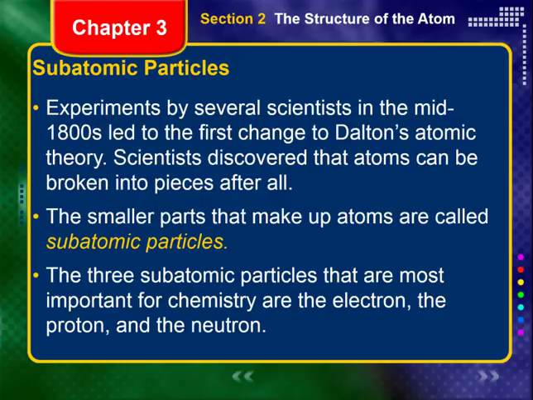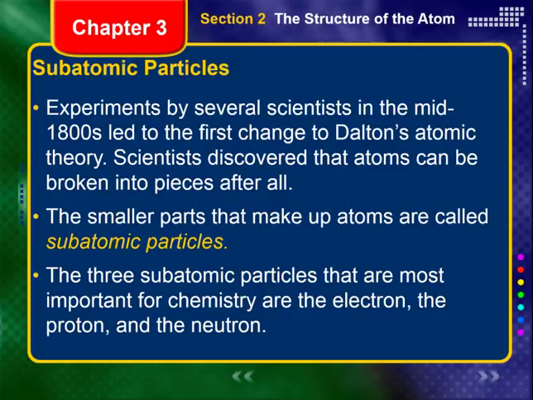Scientists discovered that atoms can be broken into pieces after all. Remember, that was one of John Dalton's postulates, that they can't be subdivided or broken into pieces, but in fact, scientists showed just a few years later that they could. The smaller parts that make up atoms are called subatomic particles. Sub as in underneath, right? Lower, beneath the atomic level, right? Subatomic particles. The subatomic particles that are most important in chemistry are the electron, the proton, and the neutron.